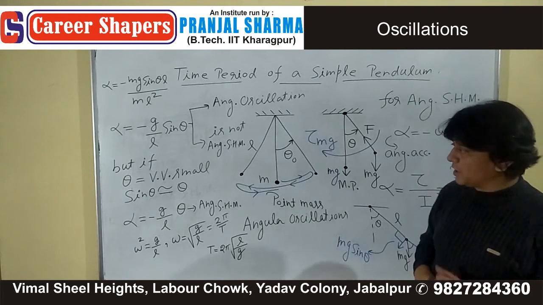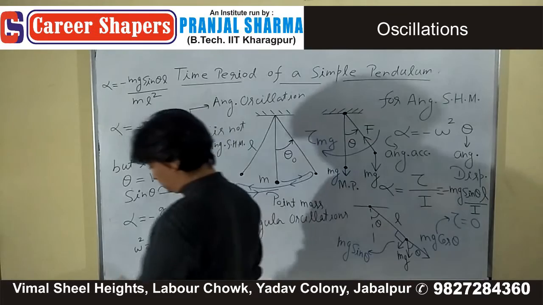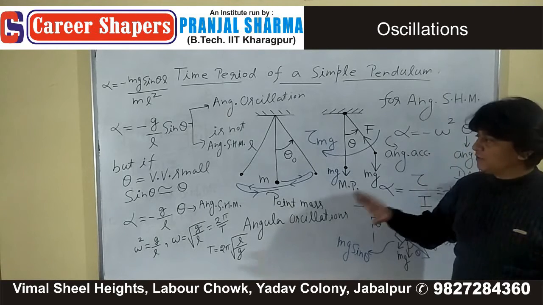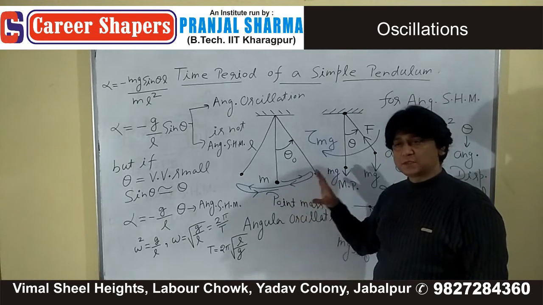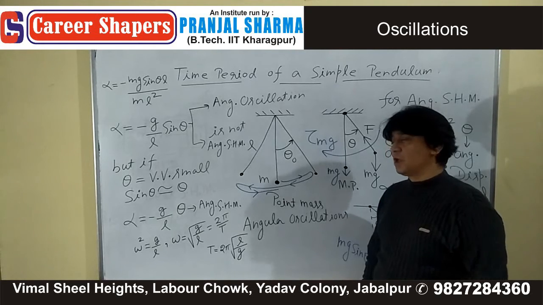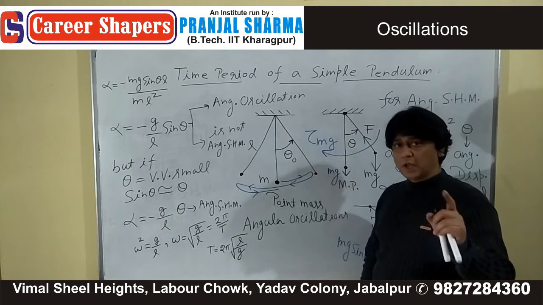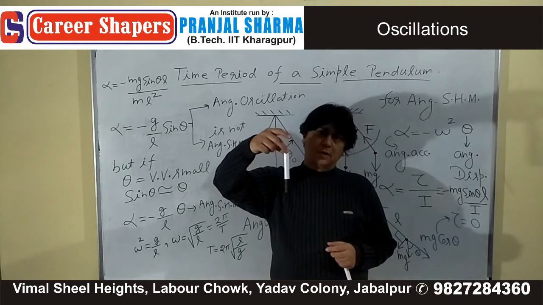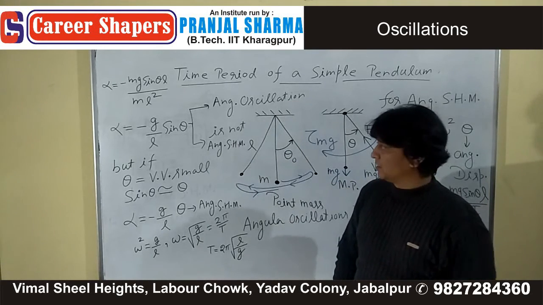Now write down an important point. Only when theta is very, very small, motion is simple harmonic. For large angles, motion is periodic, oscillatory, but is not simple harmonic.